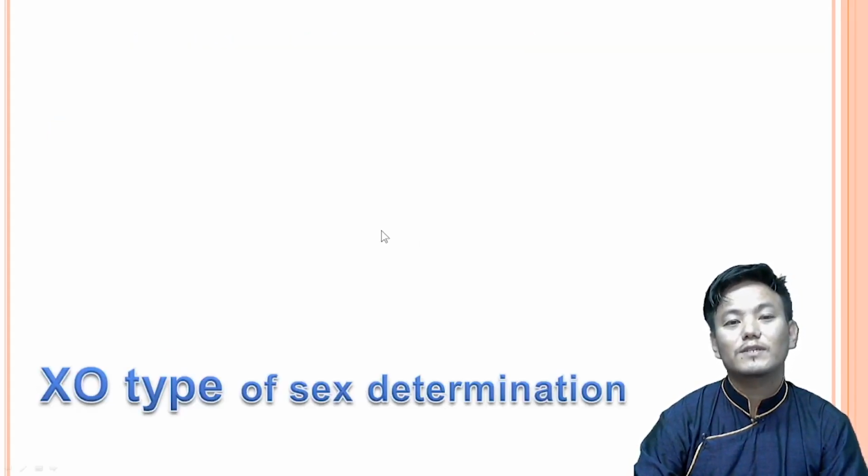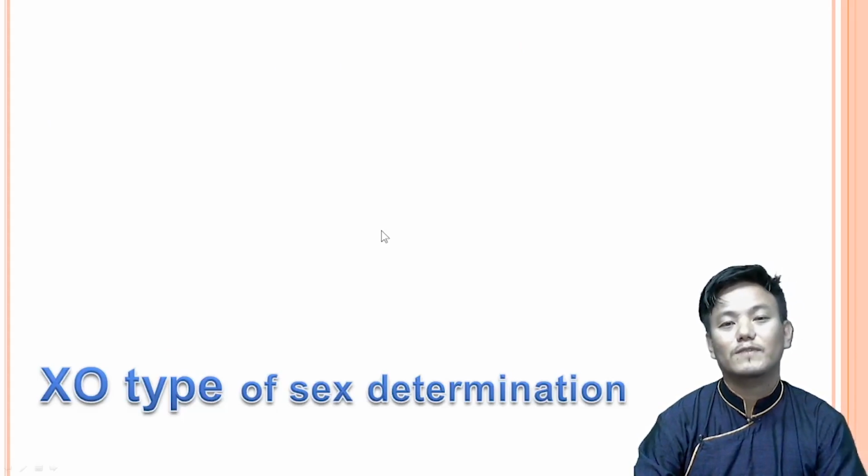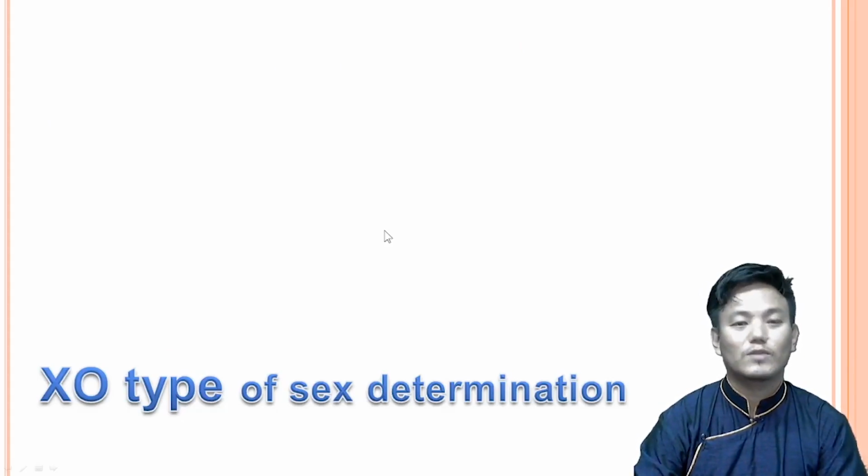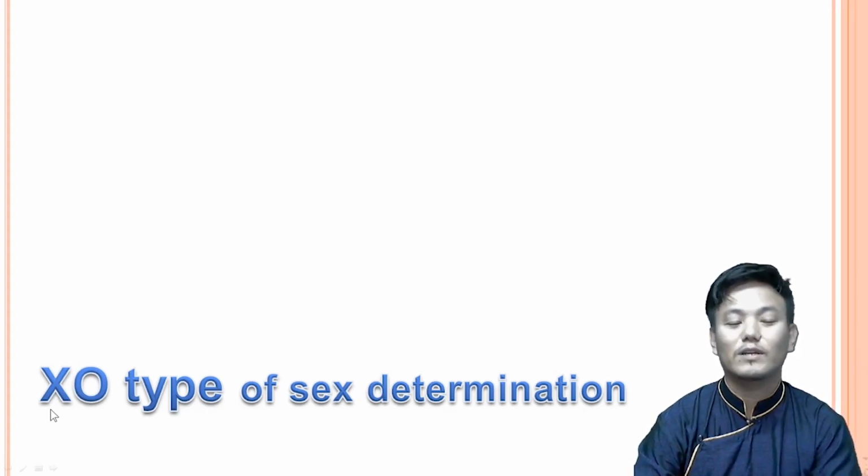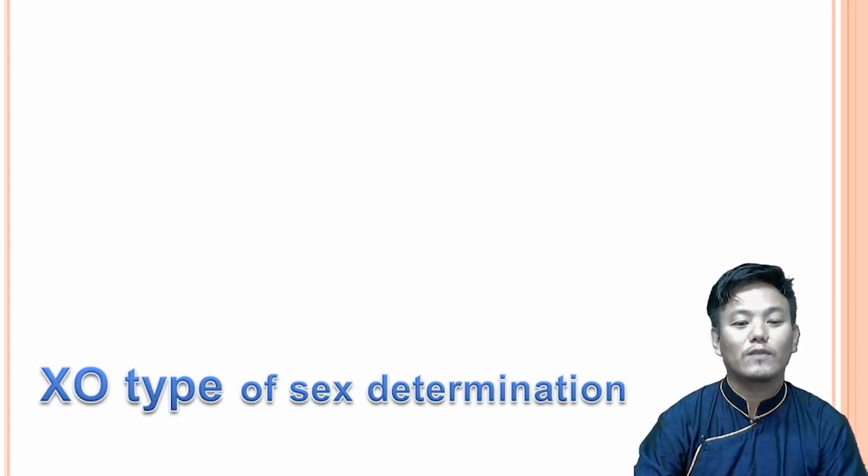So first we will discuss the XO type of sex determination. So now we know what is X chromosome. So this X stands for the X chromosome. We will come to that while we explain XO type of sex determination. So the first one will be XO type of sex determination.